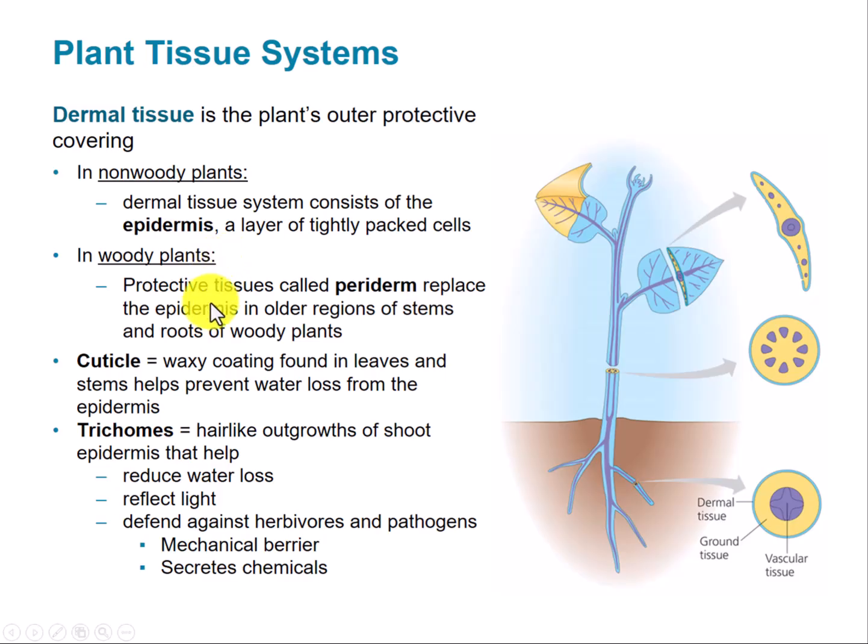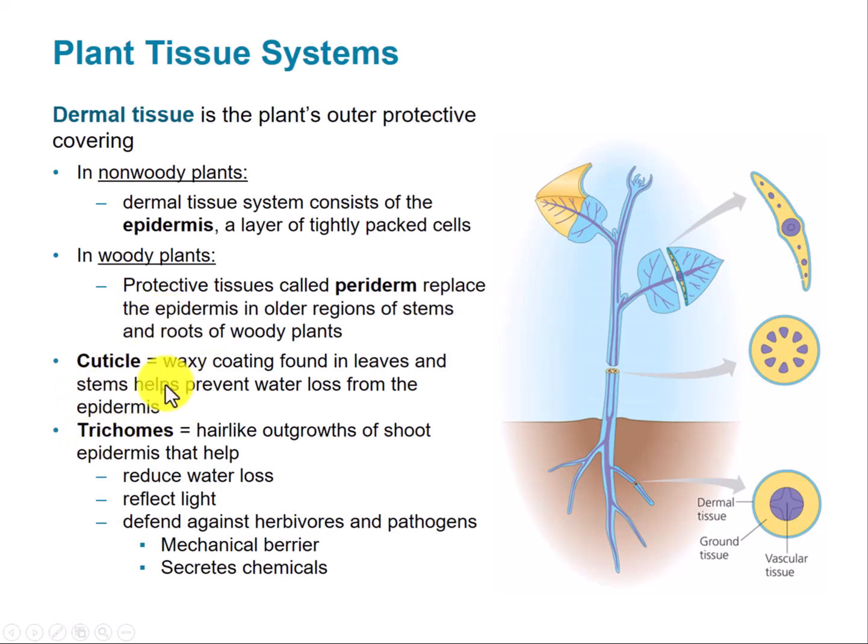In woody plants, it is called a periderm. And so protective tissues called periderm replace the epidermis in the older regions of a stem. So they have epidermis when they're young, but then it is replaced by the periderm. And that is what we constantly think of about wood. So when we think of wood, that is the periderm in our woody plants.